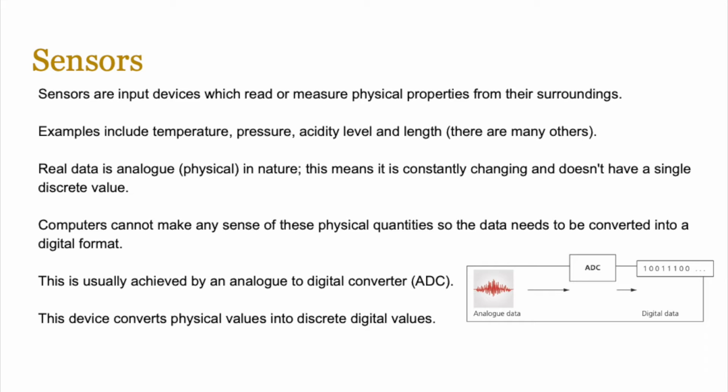So there's a need for a device which converts physical values into discrete digital values. And this is usually achieved by an analog to digital converter or an ADC. That takes in analog data, which constantly varies, and converts it into digital data, which is ones and zeros. So sensors always need an ADC to convert the physical input data into discrete digital data.